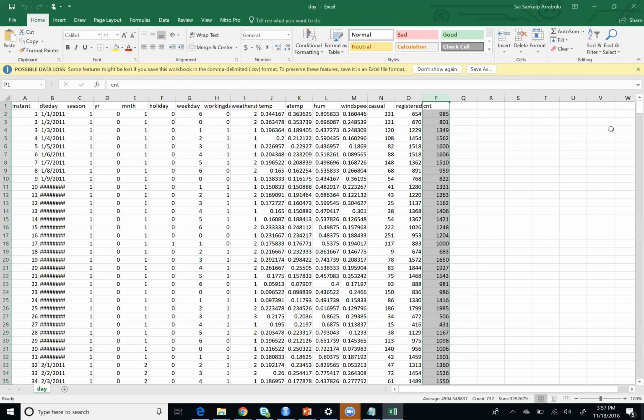Can all of you see my screen, right? Do you guys see anything different in the data?